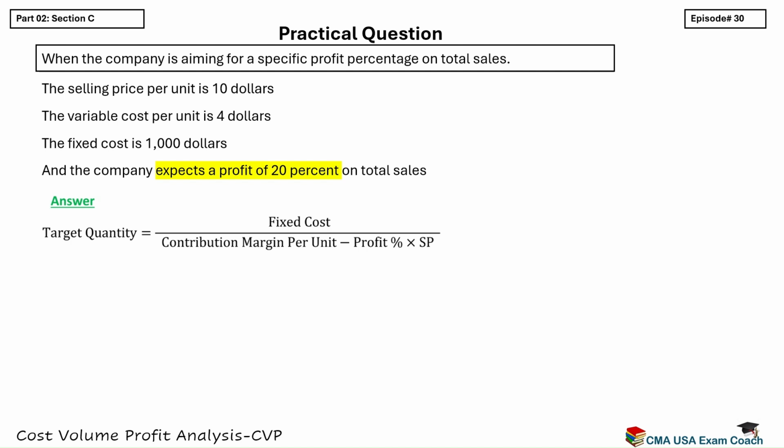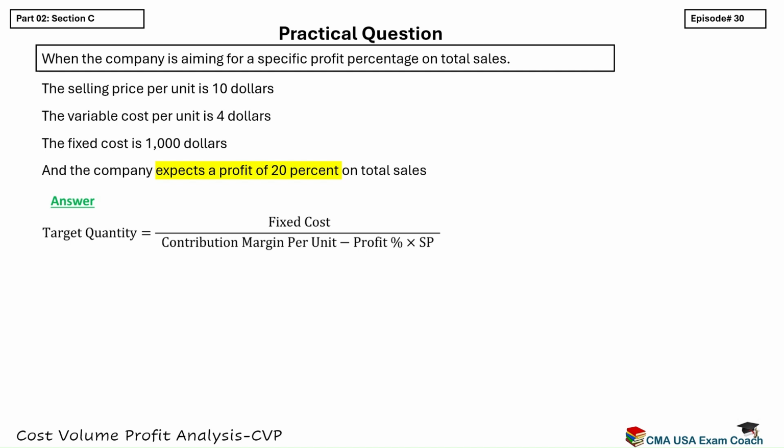But to find how many units we need to sell to reach that profit, we must first adjust our formula. We already know the basic formula for target quantity is fixed cost plus desired profit, divided by contribution margin per unit. But here, the desired profit is 20% of the total revenue, which we don't yet know. So, instead of using the regular formula, we use a modified version that works when profit is based on percentage of sales.